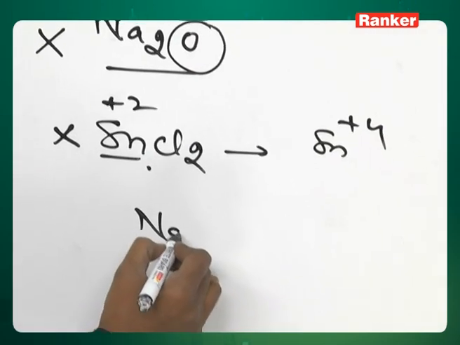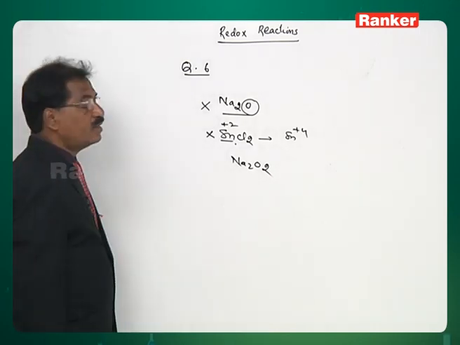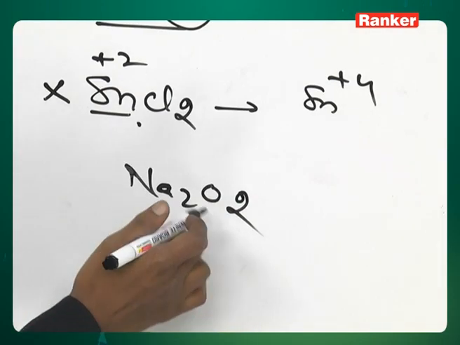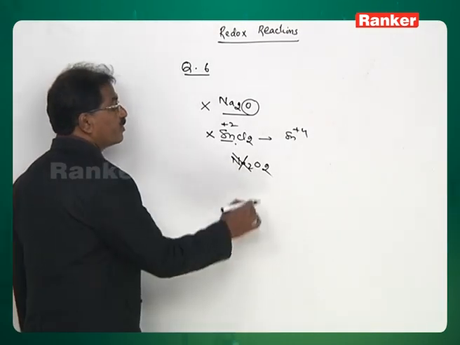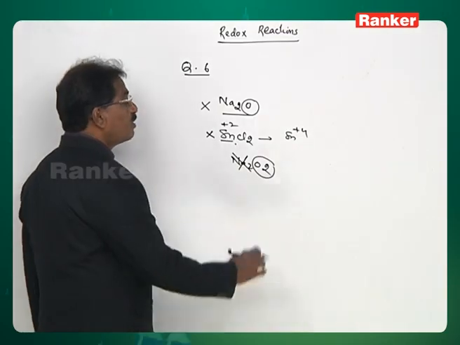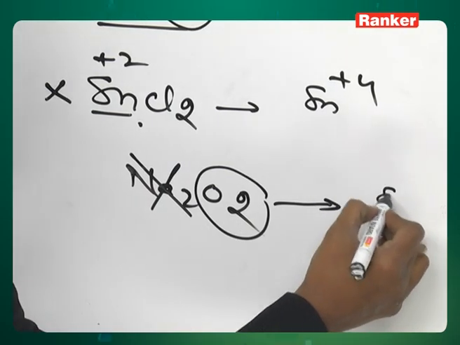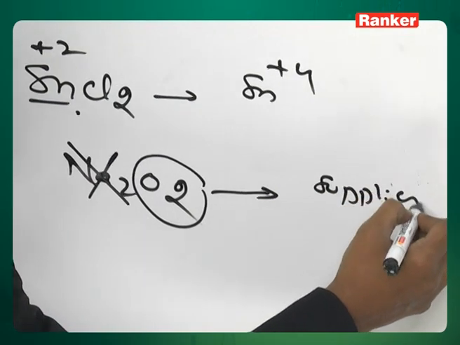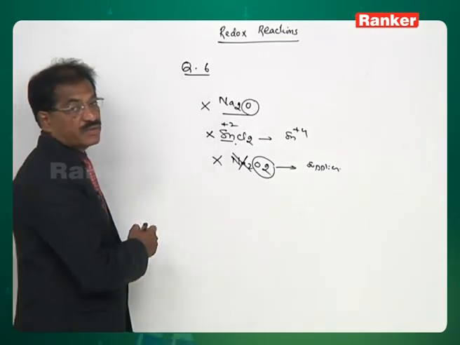Similarly, sodium peroxide. Here in this sodium peroxide, sodium again does not undergo either oxidation or reduction. Only the peroxide ion can undergo oxidation. This peroxide ion can act as an electron supplier only. Therefore, again it won't act in both ways.